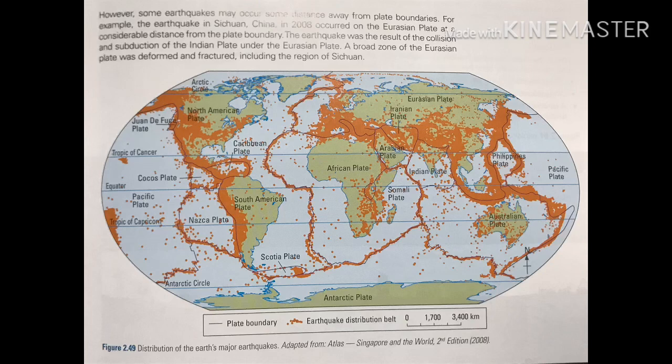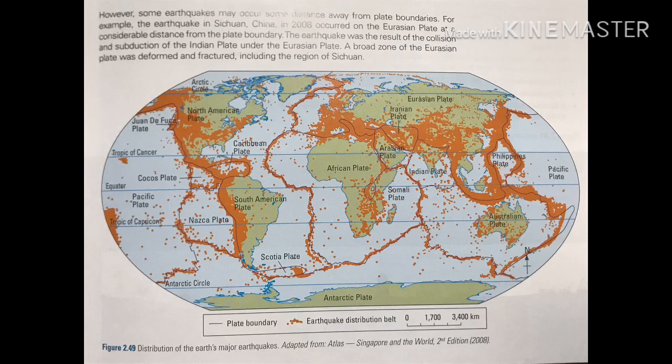This map here shows the location of earthquake distribution across the globe. Now, unlike volcanoes or fold mountain distribution, earthquakes can occur wherever you have a plate boundary. Whichever type of boundary it is, whether convergent or divergent or transform, as long as the plates move, we will consequently feel it as an earthquake.